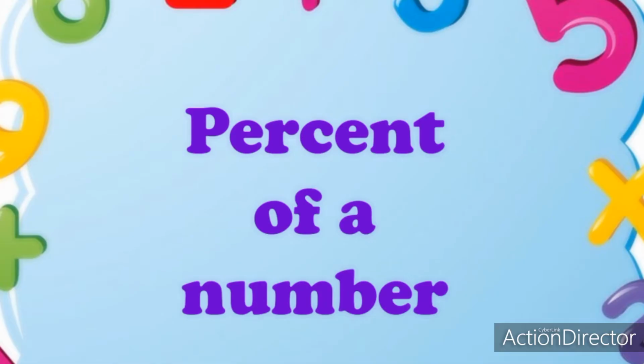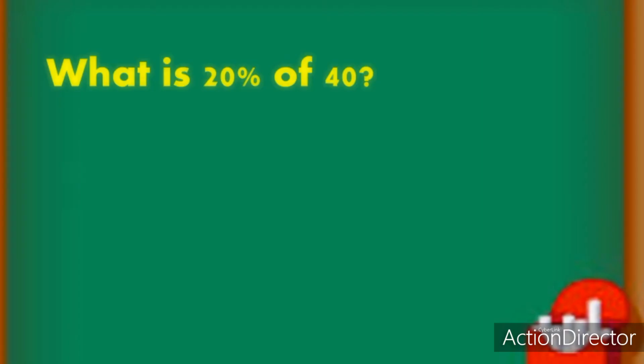How do we find a percent of a number? Let's look at this example. What is 20% of 40? Now remember, to turn a percent to a fraction, we have to put it over 100. So that's the first step. And we are going to multiply by the number over 1. So that is going to give us 40 over 1.